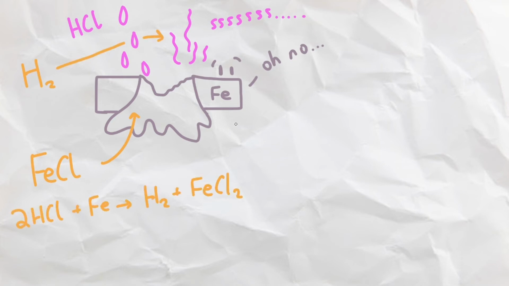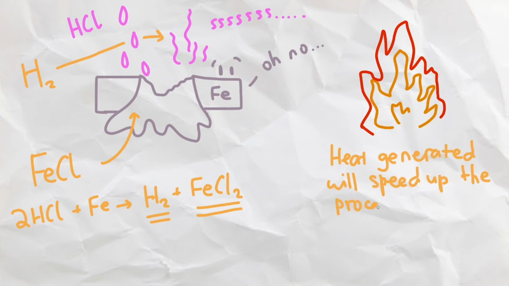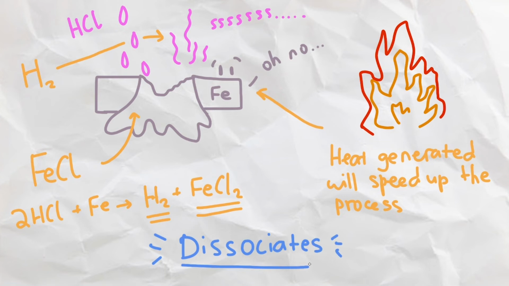When you dissolve iron using hydrochloric acid, the quote-unquote melted iron is actually iron chloride, and the gas that forms is actually hydrogen gas. The heat generated from this reaction will speed up the reaction as well. When the hydrogen breaks off from an acid this way, we say it dissociates. We measure how strong an acid is based on how much it can dissociate into ions in water.